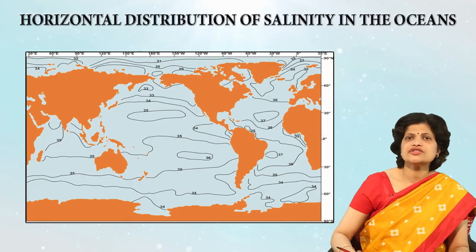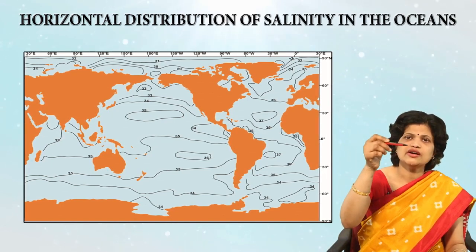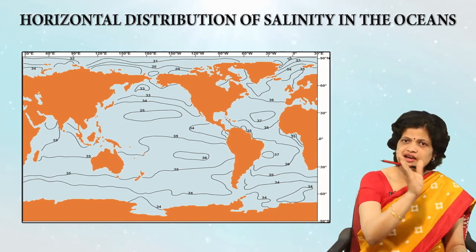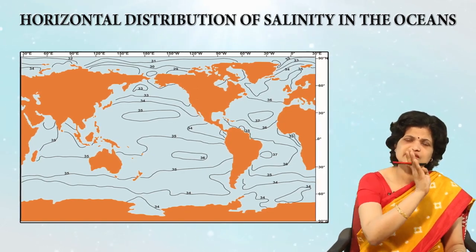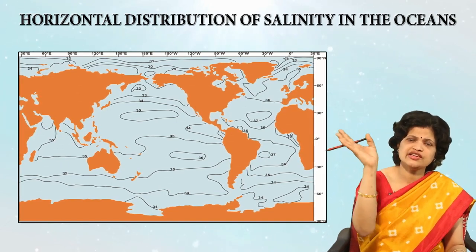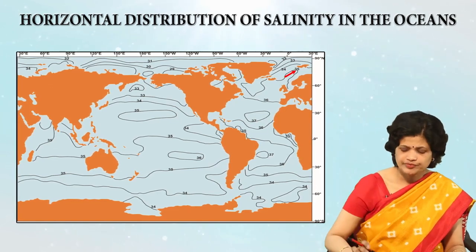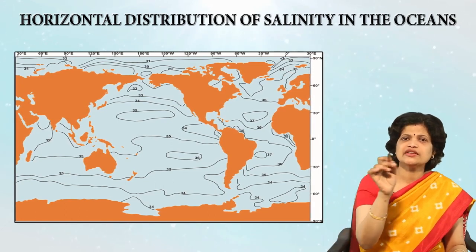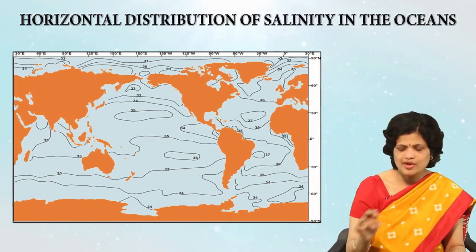In this, the horizontal distribution of salinity, like I explained, you see that along northwestern Europe, the isohalines are affected by the warm ocean currents like the North Atlantic Drift, and so they are turning slightly upwards towards the north. And you can see that in most of the oceans, the salinity in the southern hemisphere is almost parallel.